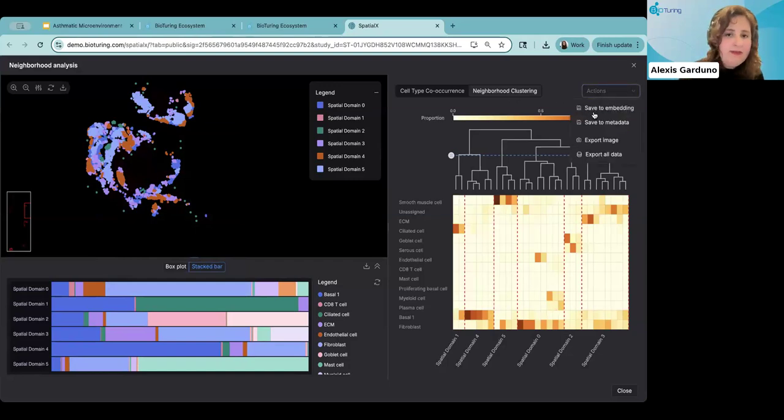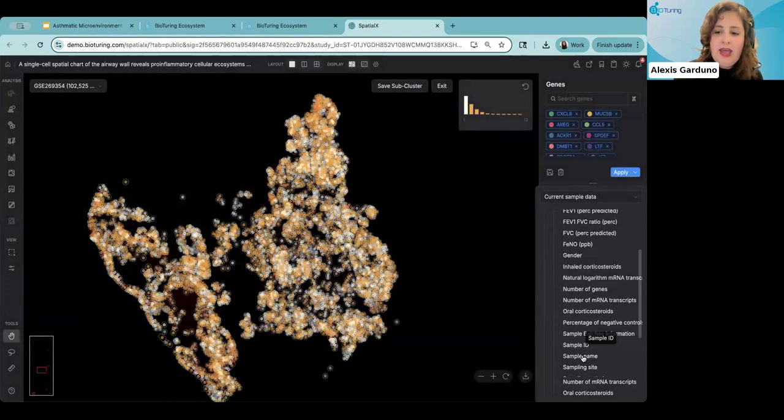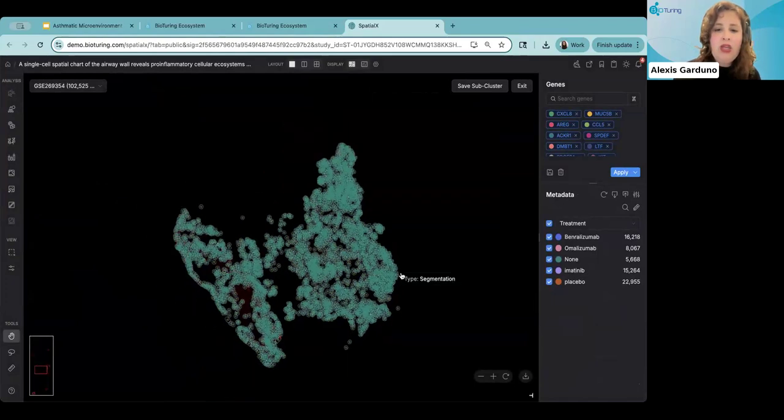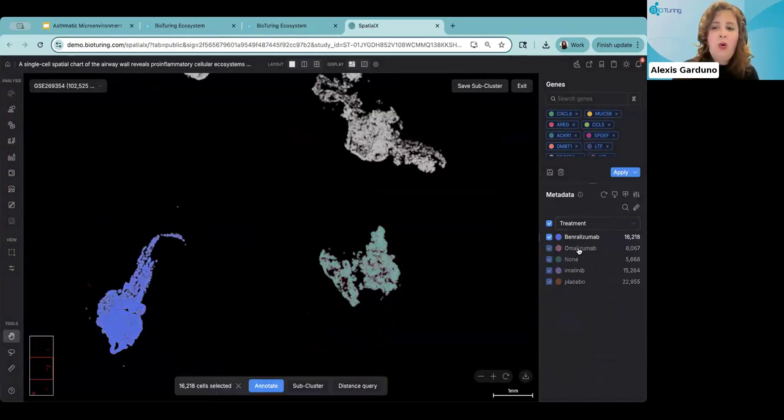You're always able to save either the metadata that is created from the neighborhood analysis or the actual data and proportion information between these different spatial domains. So again, this is another feature that is quite important, and it gives you more understanding of that type of analysis. And just to recap, you're able to select different treatments in case you are planning to only look at, let's say, just the effect of imatinib or another type of agent. Then you can subcluster only cells that relate to that treatment before doing any neighborhood analysis.